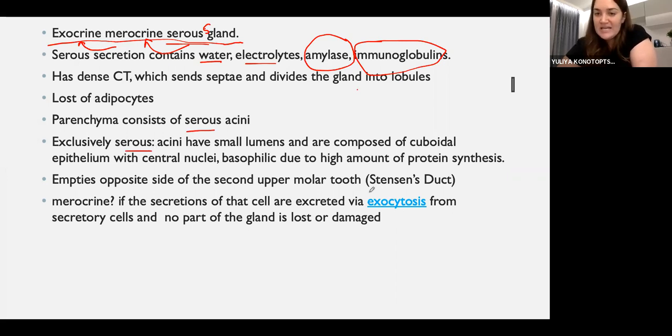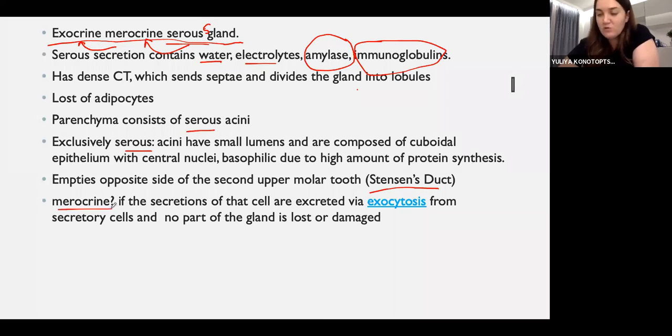Okay, this is important. Stensen's duct, this is the excretory duct of the parotid gland. And where exactly does it empty? It empties in the area where the second upper molar tooth is located. Upper jaw, we have two molar teeth here, so somewhere here. If you open your cheek on the inner part, you will see a little tiny dot right in front of it. That dot is the place where the Stensen's duct opens up.